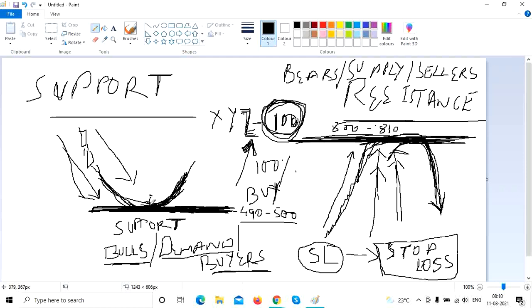There is no 100% guarantee in the markets. There is no 100% certainty in the markets. We are dealing with possibilities.